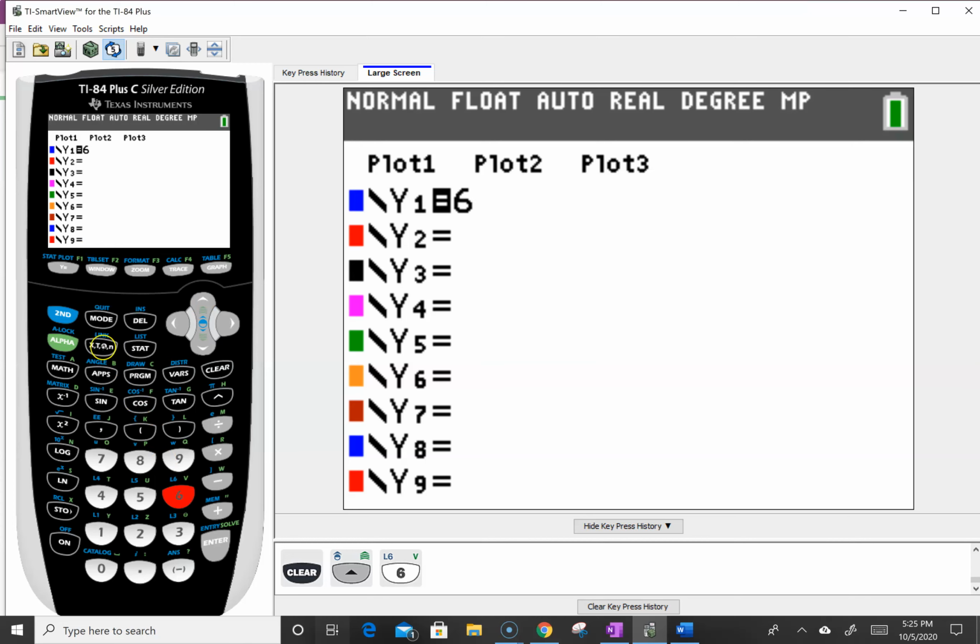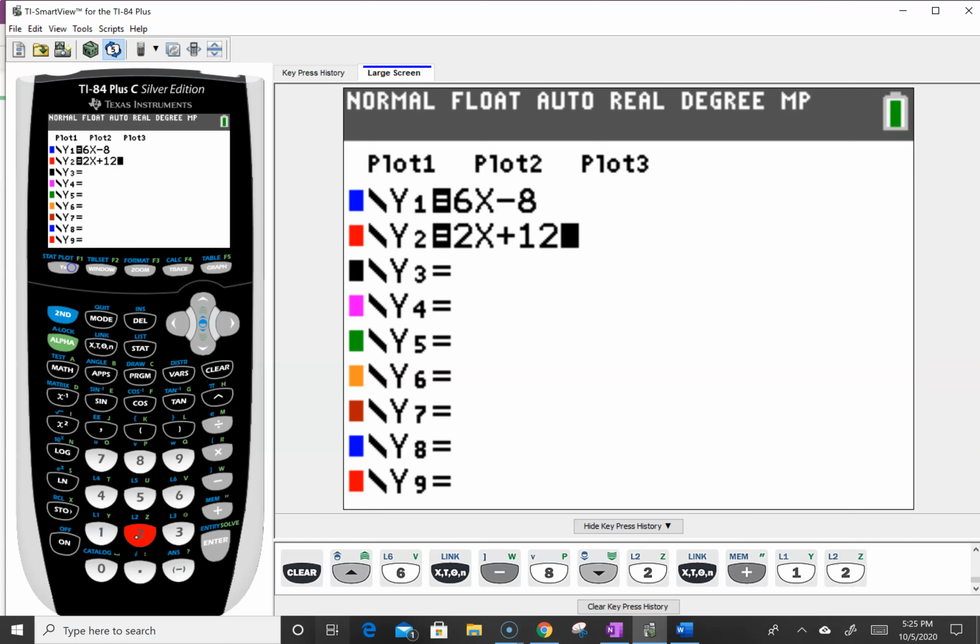So I'm going to do 6. The x is over here next to the alpha button. X minus 8. Do not use this negative sign down here at the bottom near the enter. That will give you the wrong answer. Okay. Arrow down, and then on the other side I have 2x plus 12. Now I don't know exactly where they're going to intersect. I'm assuming the x will be 5, but the y could be just about anything. So I don't know where to start to look.